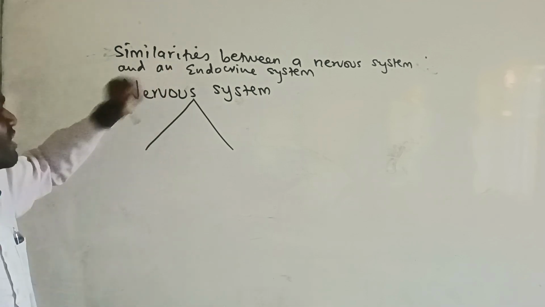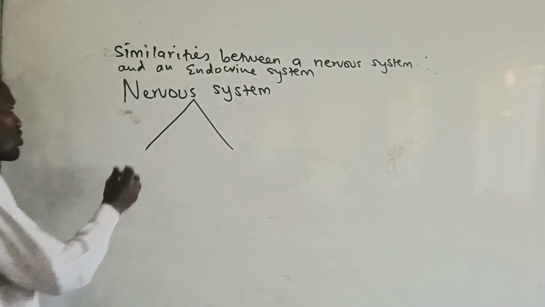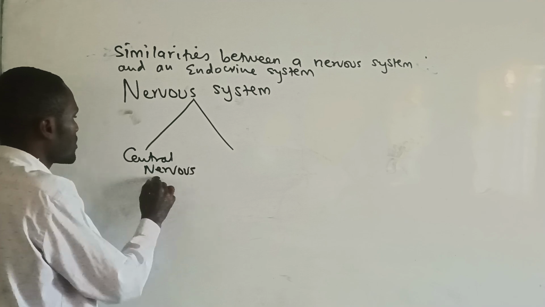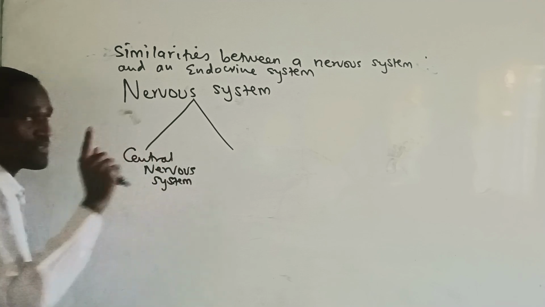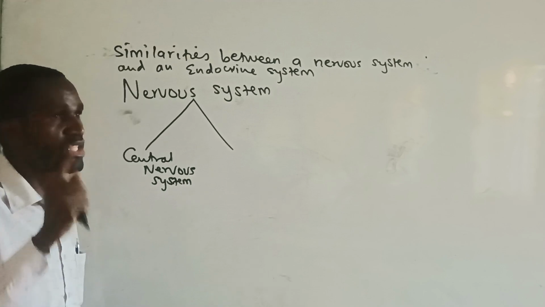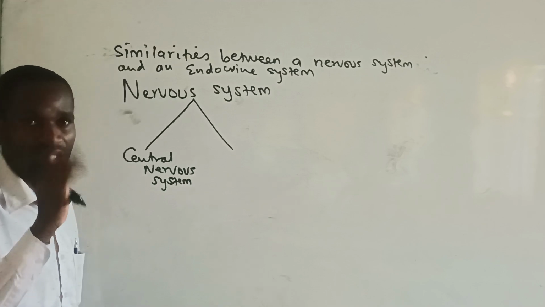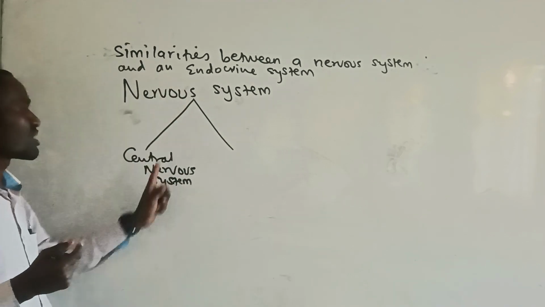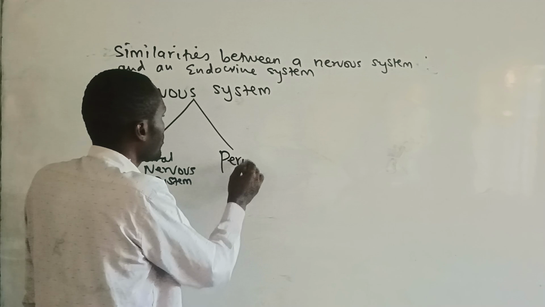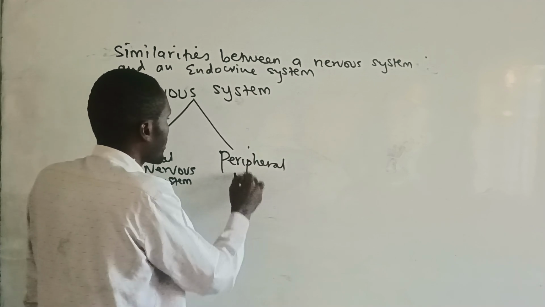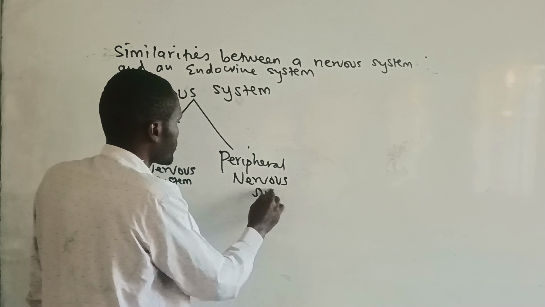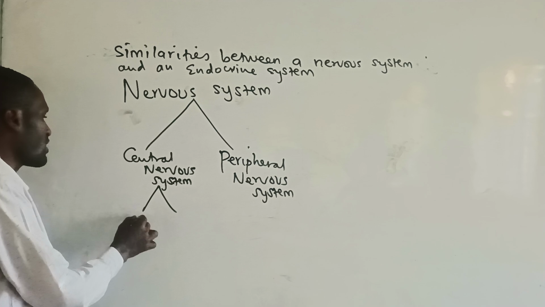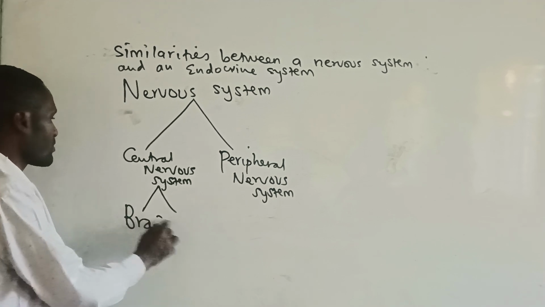Okay? A nervous system will consist of two very important parts. What you call the central nervous system. And I have said there are two ways in which the body can communicate between its parts. That is the nervous system or the endocrine system. If someone talks about the nervous system, you should be referring to the central nervous system or the peripheral nervous system. So that at the end of the day, the central nervous system consists of two very important parts, what we call the brain and the spinal cord.